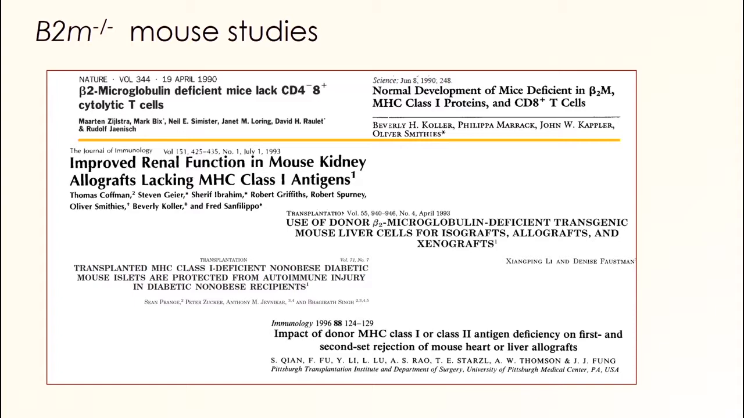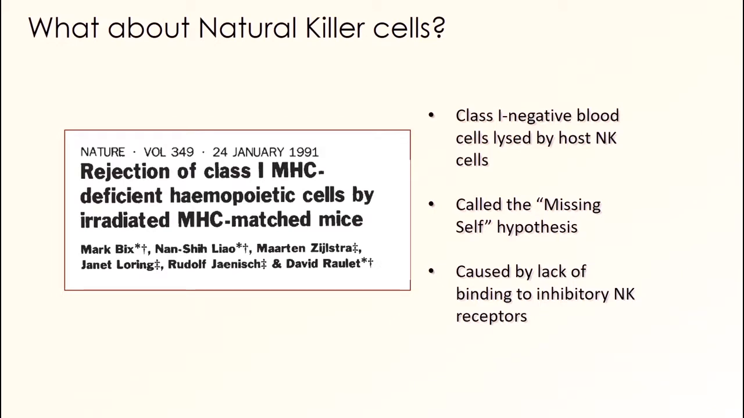Livers and hearts. So a lot of data suggested that this might be a reasonable approach to making a universal donor line. But of course, it was shown very soon after the mice were made that it really wasn't that simple. In fact, cells that have no class 1 molecules on their surface tend to be rapidly destroyed by natural killer cells. That was shown in this paper in '91. It's called the missing self hypothesis.